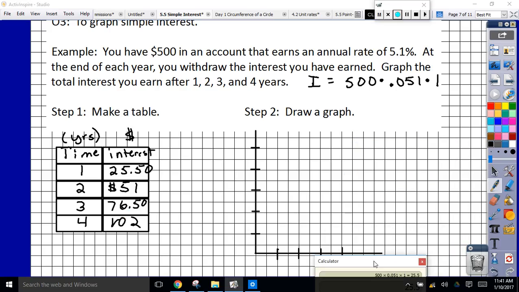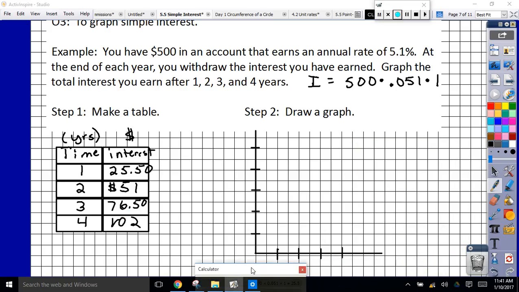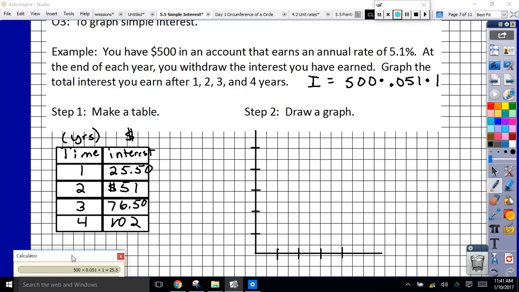Okay, so let me hide my calculator, but not too good. I don't want to lose it. Maybe I'll put it over there. Okay, now I have to draw a graph. So along my x-axis, I'm going to put the first column in my table, which is my independent variable. So I'm going to put time here. And I'm going to put it in years. So 1, 2, 3, and 4.